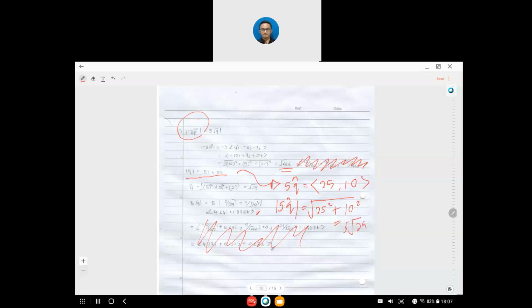Okay. And then you find. Is this one correct or not? This one is wrong. This is square root of 246, right? Okay, so your final answer is square root of 246 plus 5 square root of 29.